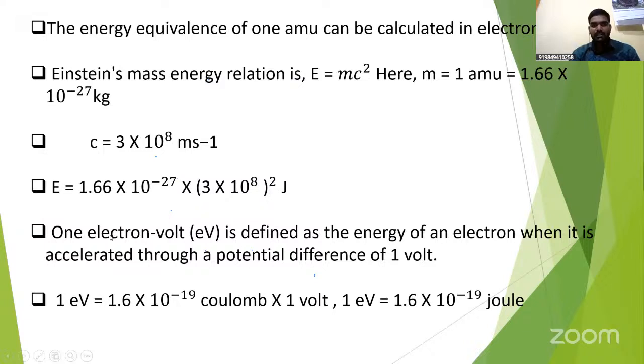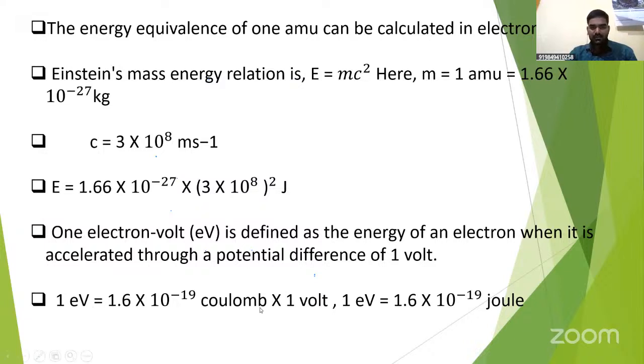It is in joules. 1 electron volt is defined as the energy of an electron when it is accelerated through a potential of 1 volt. Okay. EV is defined as the energy of an electron when it is accelerated through a potential difference of 1 volt. From 1 volt to 1 volt, how much energy is needed? That is for the electron. Here 1 electron volt is equal to 1.6 into 10 power minus 19 coulomb.